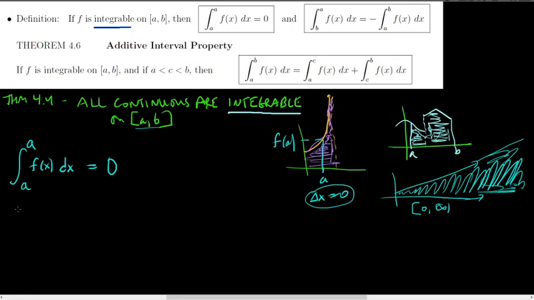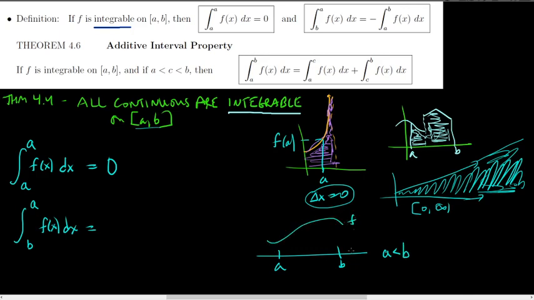The other property here, also, is one we're going to actually use quite a lot. Let's suppose instead of from a to b, you want to go from b to a. So let's draw that out. Let's say this is a, this is b. For the moment, we're always assuming that a is less than b, although it doesn't have to be. Then you have your continuous function or your integrable function, and you want to calculate the area from a to b.